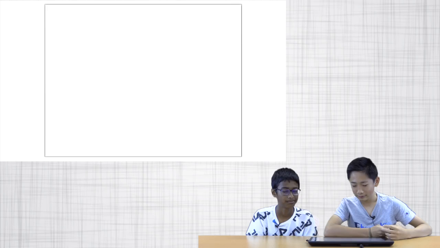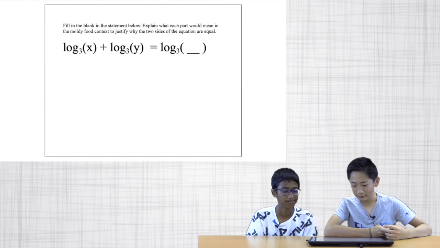In the previous episode, Aurobindo and Josh were tasked with filling in the blanks on the given equation log base 3 of blank plus log base 3 of blank equals log base 3 of 1000. In this episode, they will fill in the blanks of a similar equation, log base 3 of x plus log base 3 of y equals log base 3 of blank. They will then explain what each part would mean in a moldy food context to justify why the two sides of the equation are equal.